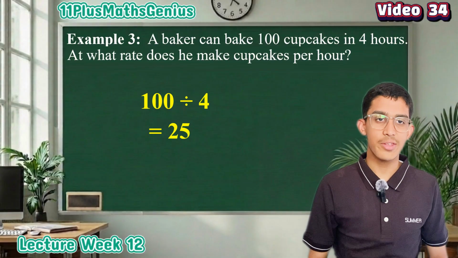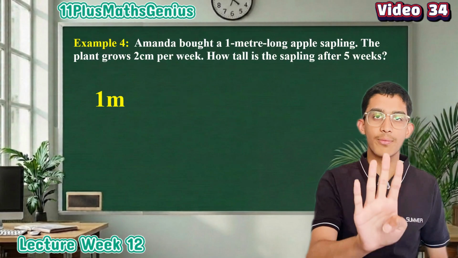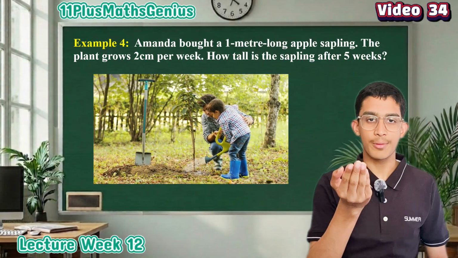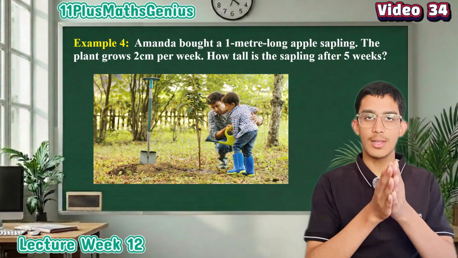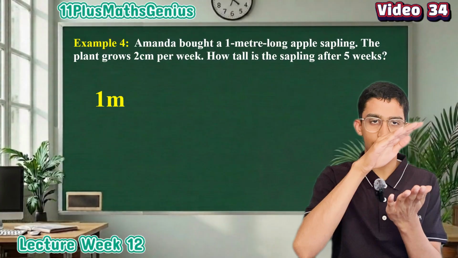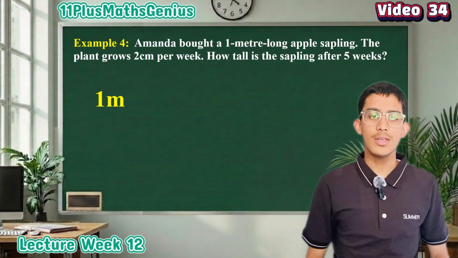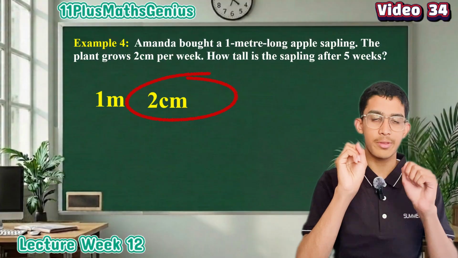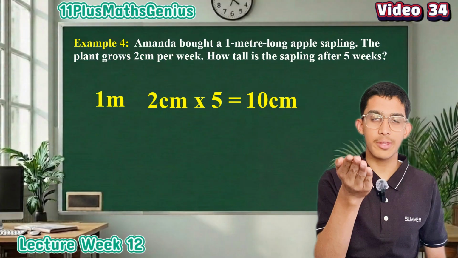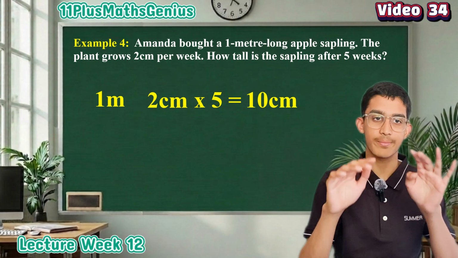Now, let's see some applications of growth in rates. Example 4. Amanda bought a 1-meter long apple sapling. The plant grows 2 centimeters per week. How tall is the sapling after 5 weeks? Answer: each week it grows 2 centimeters. So 5 weeks total growth is 5 weeks times 2 centimeters equals 10 centimeters.